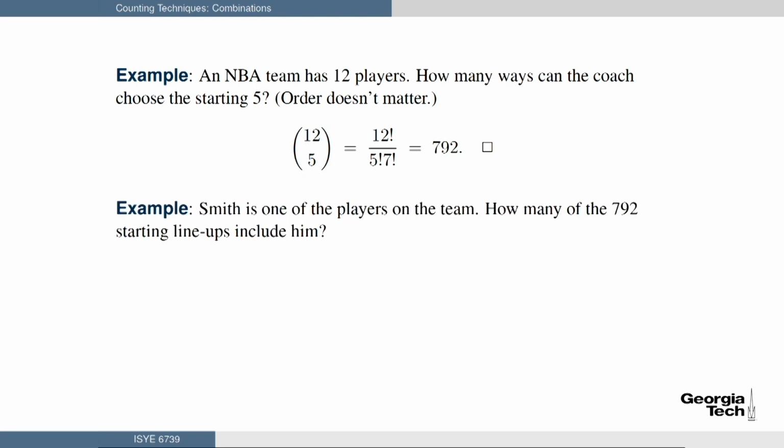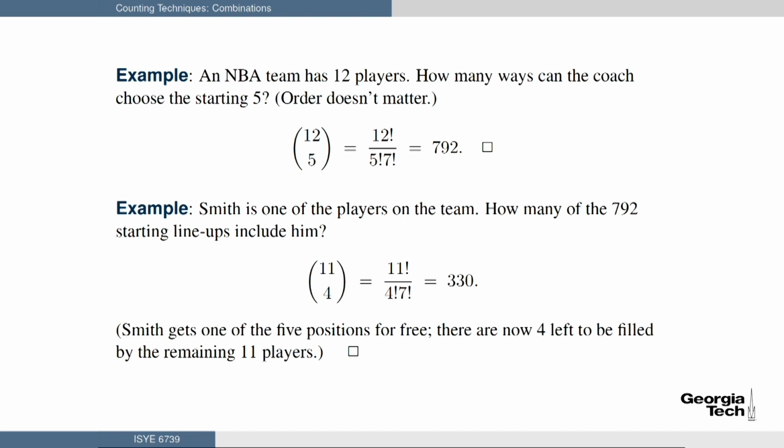Another example. Smith is one of the players on the team. How many of the 792 starting lineups include that guy? Well, Smith is guaranteed to be on the starting lineup, and so that means that we need to choose 4 people from the remaining 11. 11 choose 4. Isn't English great? And so that equals 330. Smith gets one of the 5 positions for free. There are now 4 left to be filled by the remaining 11.